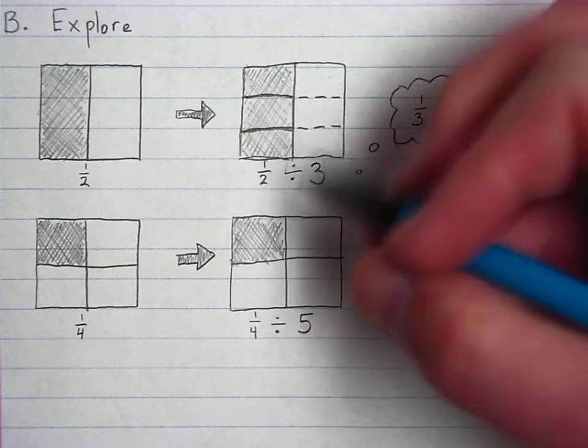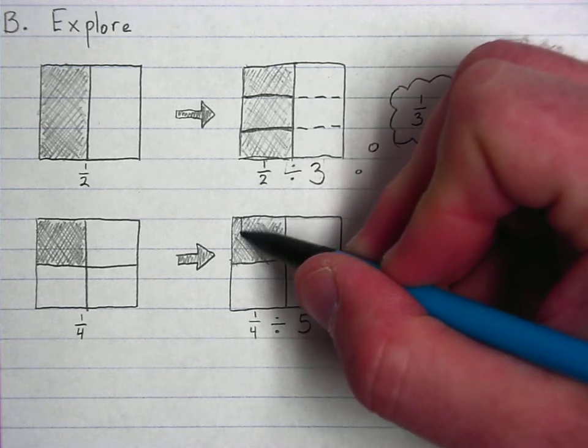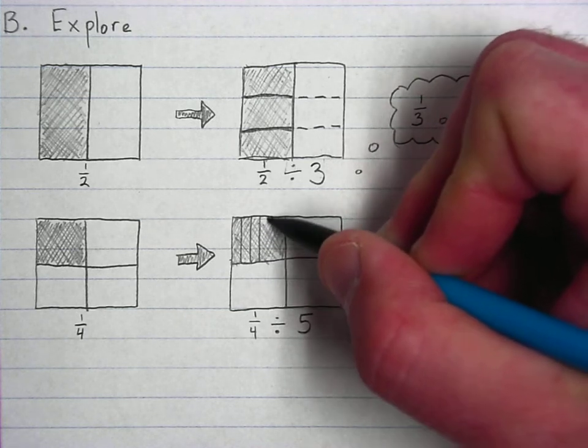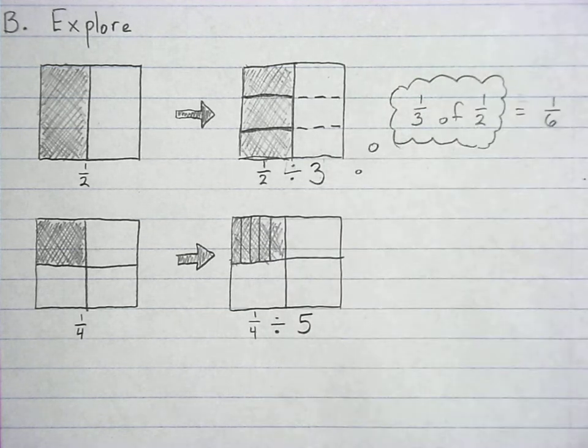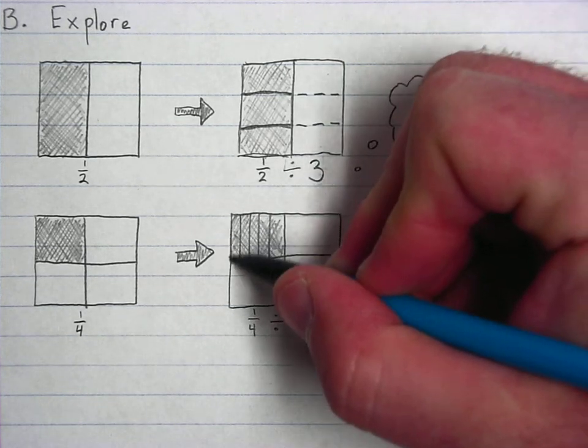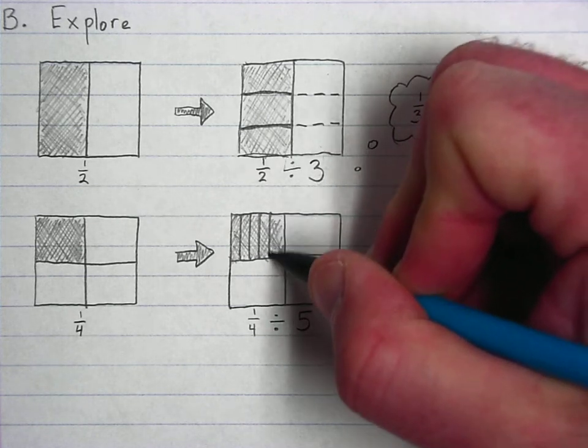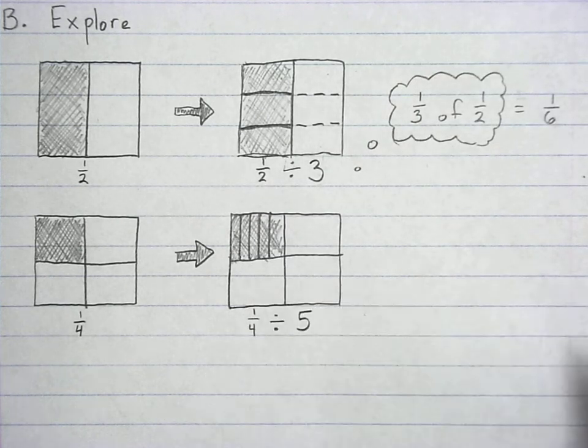5 pieces. Well, there's 2, 3, 4, 5. It's getting some little slivers there. Okay. Now when I do this, it's a little hard to immediately tell what fraction that is.